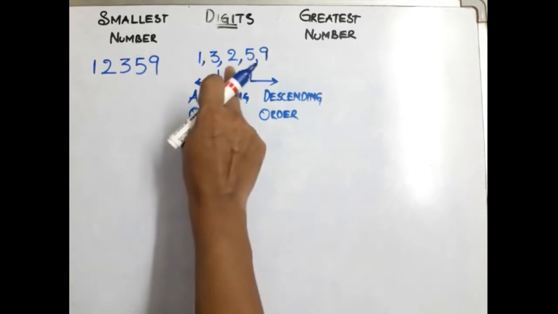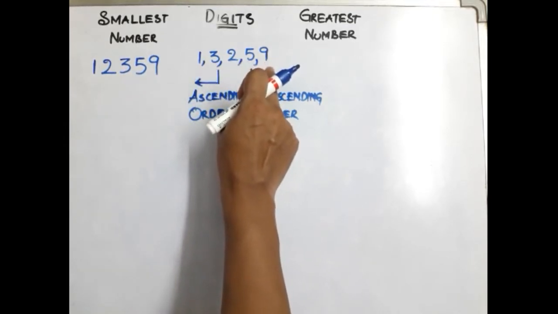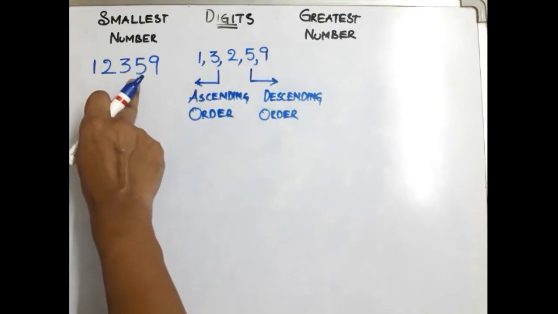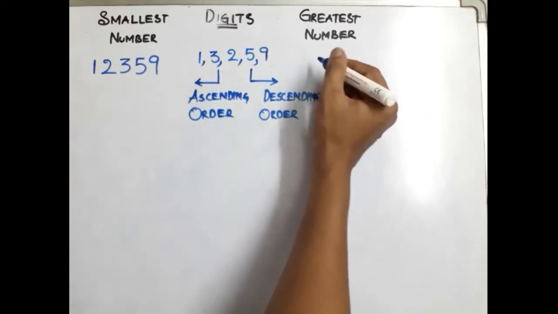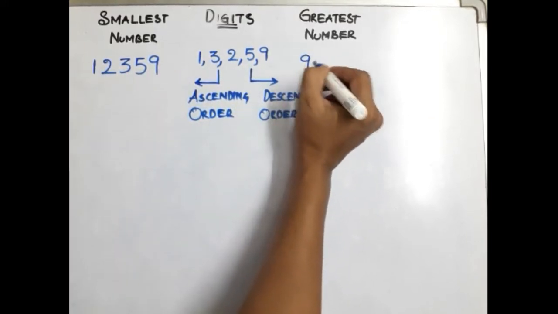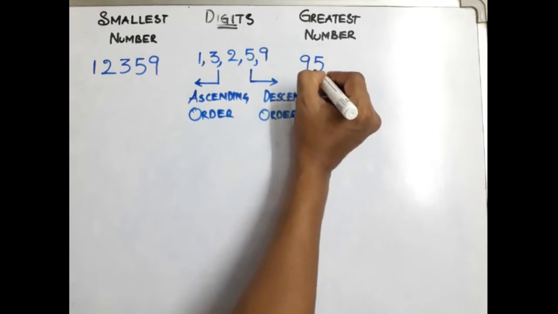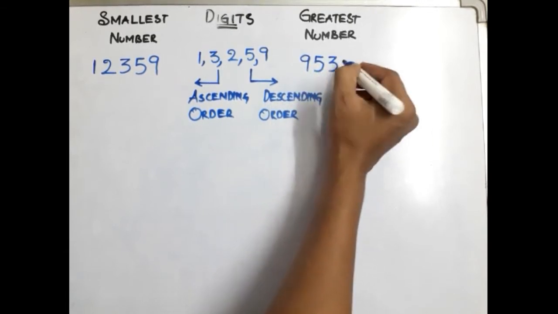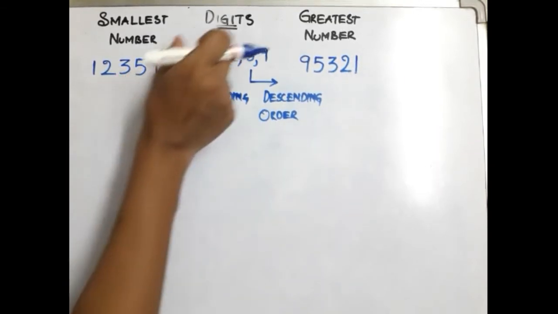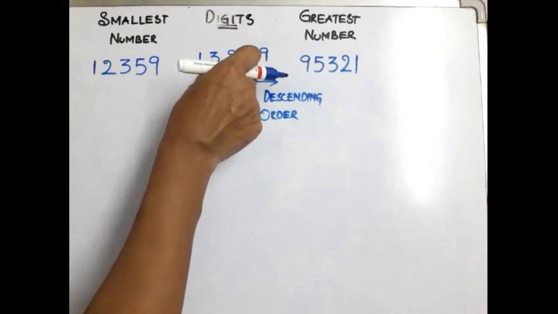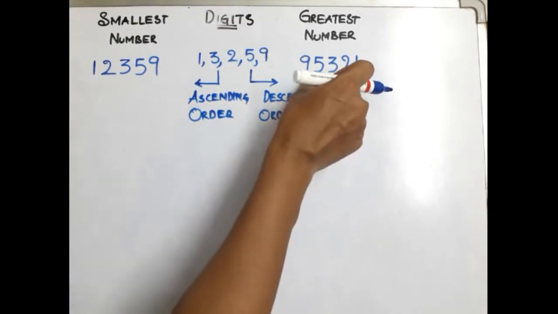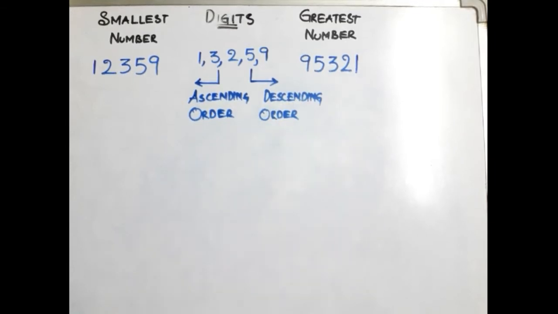So when the given digits do not contain 0, we simply write the given digits in ascending order to get the smallest number. Now write the same digits in descending order. Simply we can reverse it: 9, first biggest, second biggest is 5, next biggest is 3, then 2, and then 1. So when the digits do not have 0 in them, the smallest number comes by writing the digits in ascending order, and the greatest number comes by writing the same in descending order.